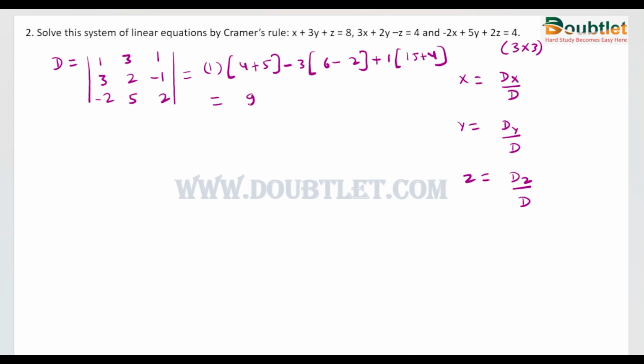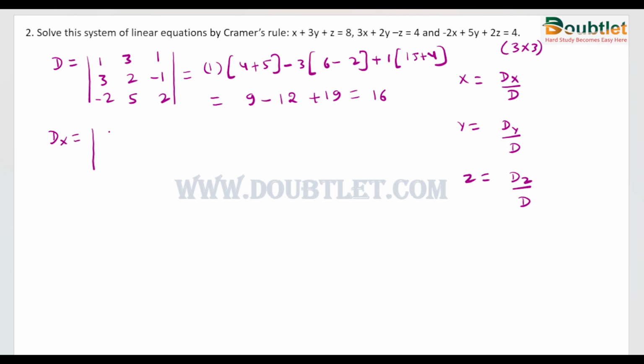So if we solve this, this will become 9, this will become minus 12, this will become 19. So the value of the determinant is 16. Now we need to find the value of Dx. Dx means the x coefficients will be replaced by the constant terms.